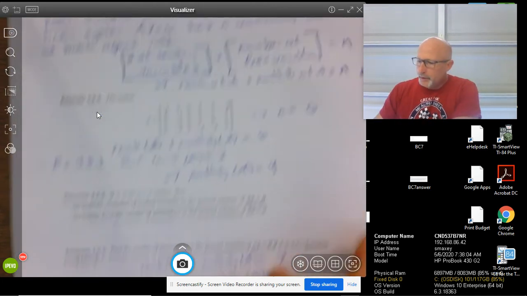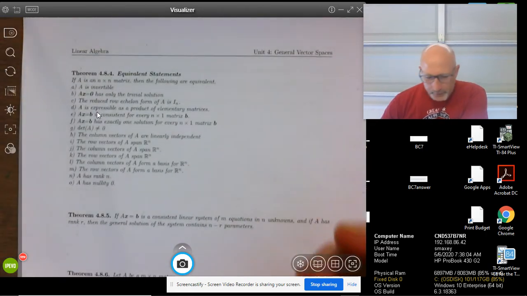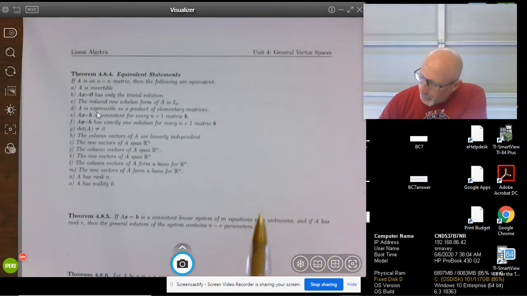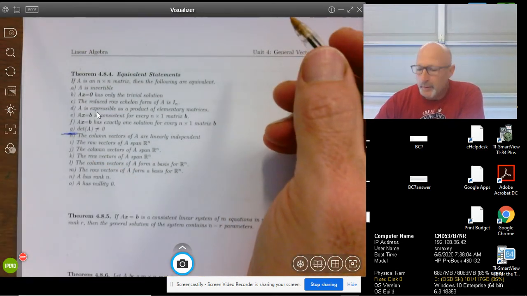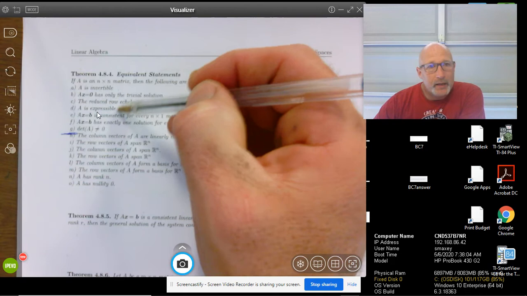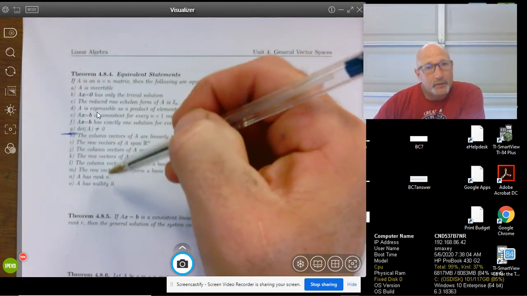Next page. The next page should look pretty familiar, at least most of it, all the way up until I believe G we've had before. These are the equivalent statements. That means if one of these is true, then any of the other ones are true. So all we're going to do now is add some more to the list here.